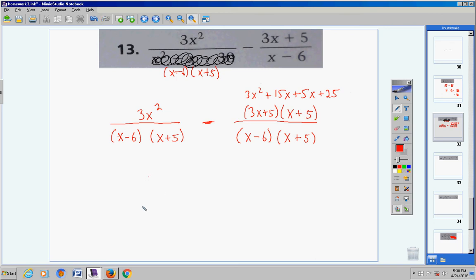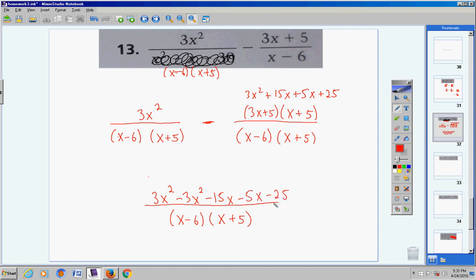So now I have my common denominator right here. Then bring down your 3x squared. And then I have, let's see, all of these are positive, so they all become negative. If one of these had been negative, then this right here would become positive because the negative sign would change it. All of the signs change, okay? So because of this negative sign, I have a negative 3x squared, a negative 15x, a negative 5x, and a negative 25.